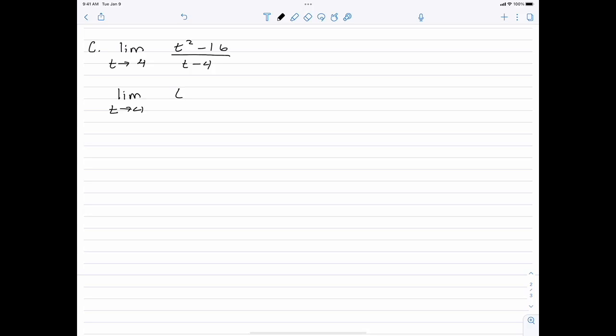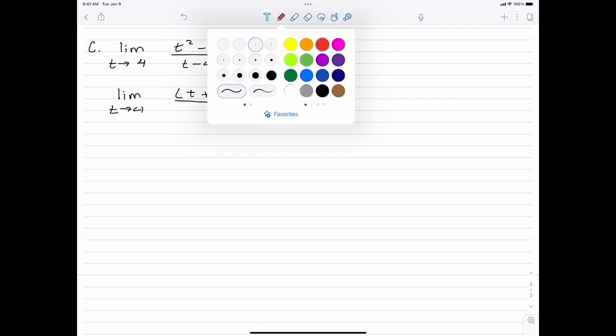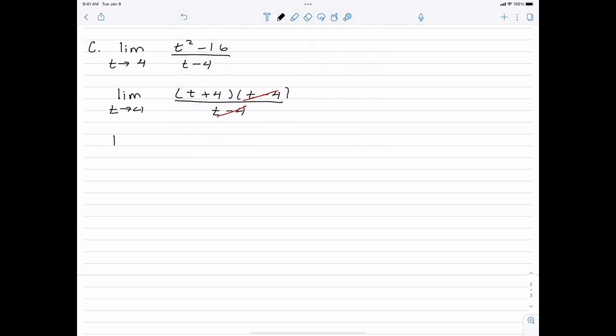So I'm going to factor the numerator. I get t plus 4 times t minus 4 over t minus 4. From here, oh, look at that. Very convenient again. We get a canceling out from both top and bottom. So our similar function is this. Now to do our calculus, we get 4 plus 4. So our limit in this case is whatever that value equals.